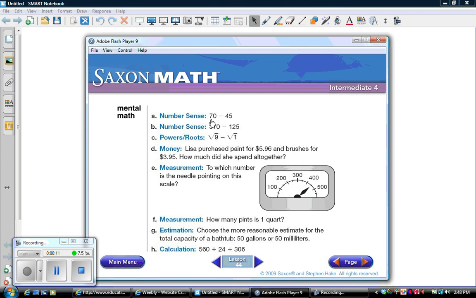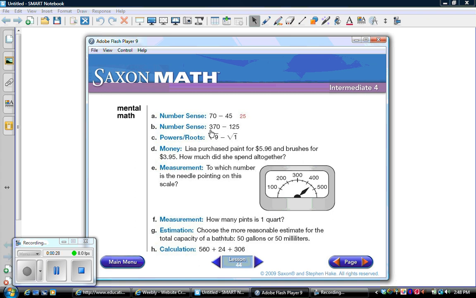Let's do some subtraction. 70 minus 45. I'm going to treat that like it's 50, and 70 minus 50 is 20, and I'm going to add back on 5, 25. Okay, 370 minus 125.